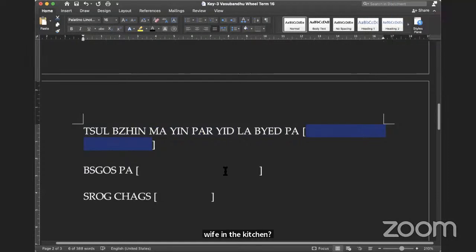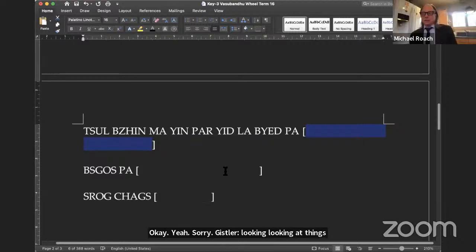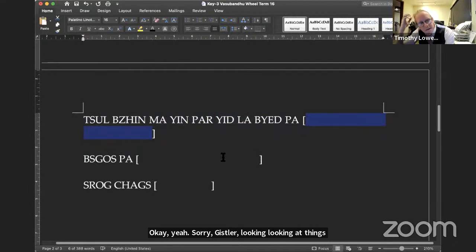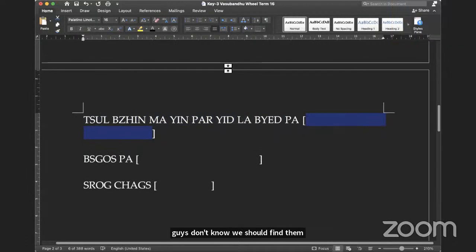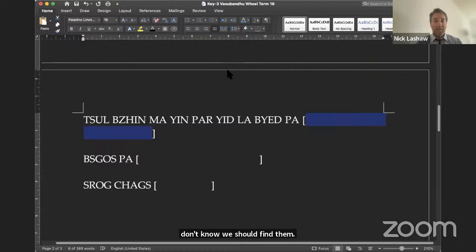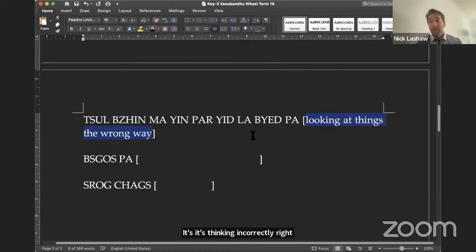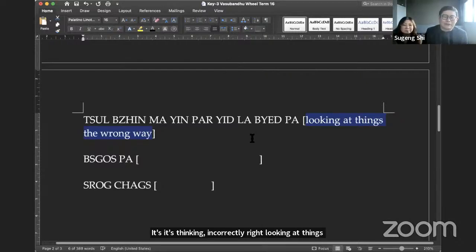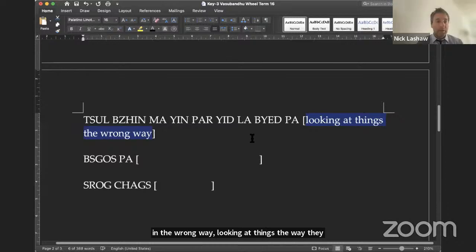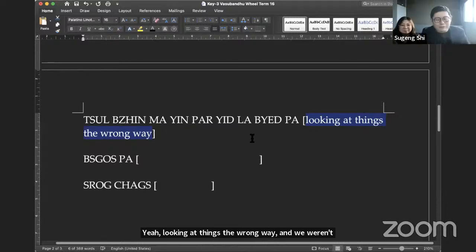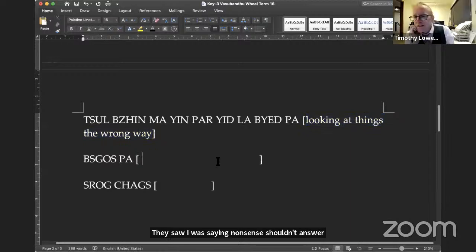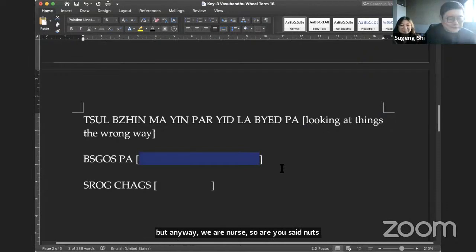Sorry, Gisela? Looking at things. You guys don't know it. We should fire them. It's thinking incorrectly, right? Looking at things the wrong way. Yeah. We weren't supposed to answer. Yeah, that's what I was saying. Nuts shouldn't answer, right? But anyway, we are nerds, so. Oh, you said nuts shouldn't answer. Oh, I'm sorry. Yes, nuts shouldn't answer, but we are nerds, so you're okay.